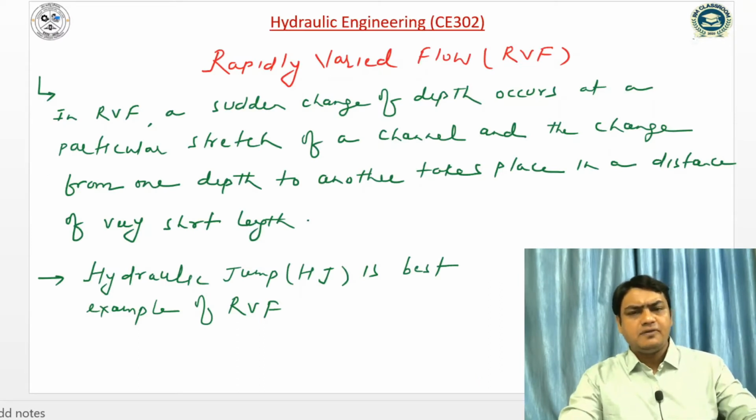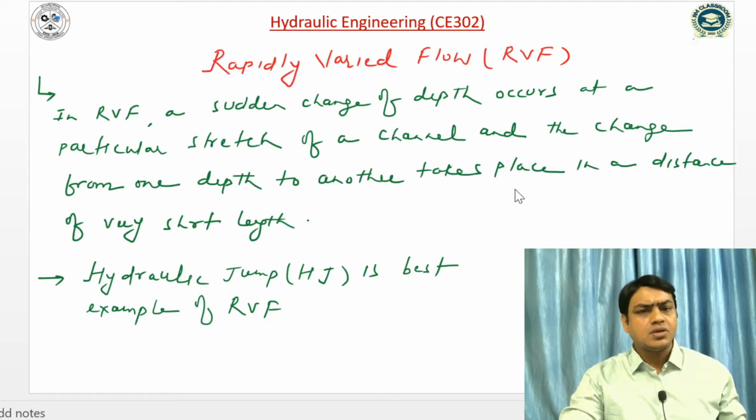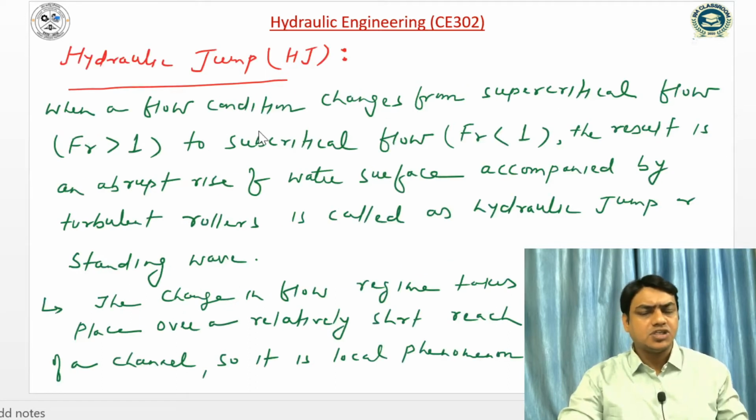Rapidly varied flow is a sudden change of depth occurring at a particular stretch of a channel, and the change from one depth to another takes place in a very short length. Hydraulic jump is the best example of rapidly varied flow. What is hydraulic jump? When a flow condition changes from supercritical to subcritical, the result is an abrupt rise of the water surface by turbulent rollers, called a hydraulic jump or standing wave.